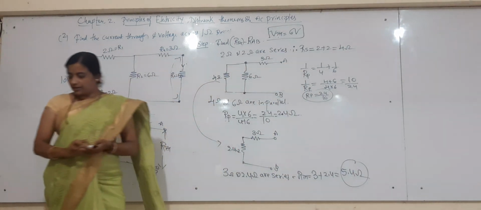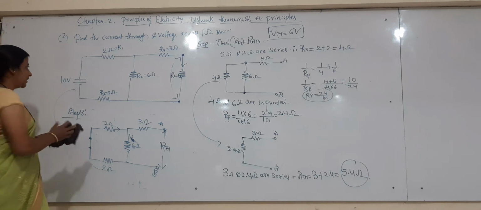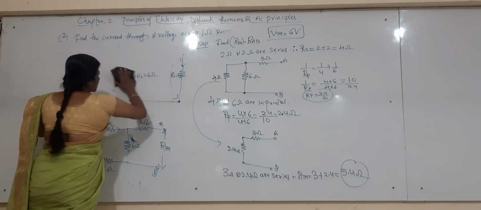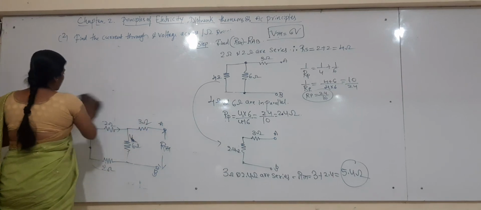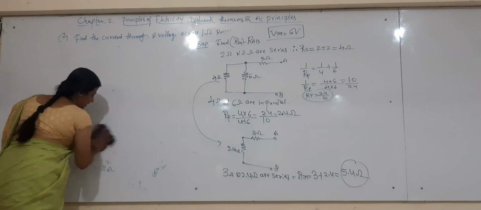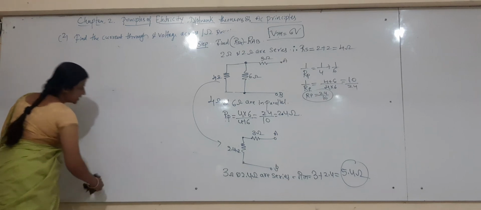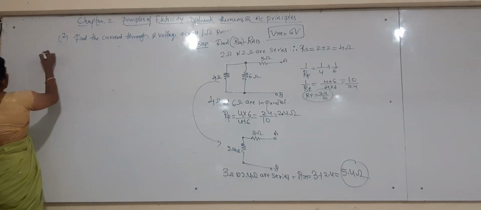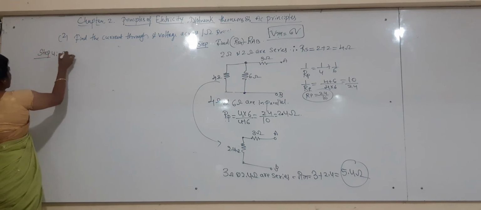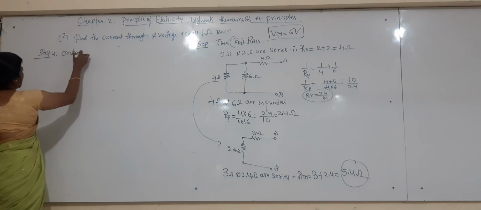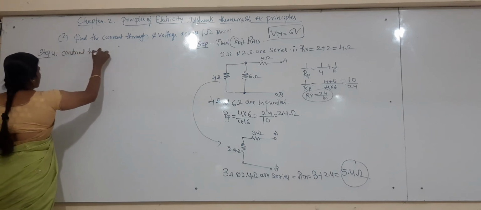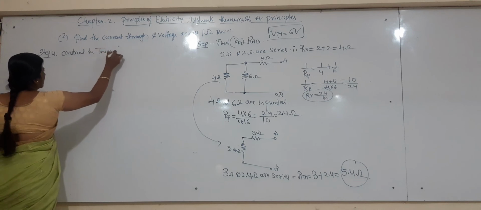Now construct the Thevenin circuit. The complicated circuit is converted into a simple circuit, which consists of one voltage source, the Thevenin's voltage source, in series with the Thevenin's resistance. So that is step 4. Step 4 is to construct the Thevenin's circuit.